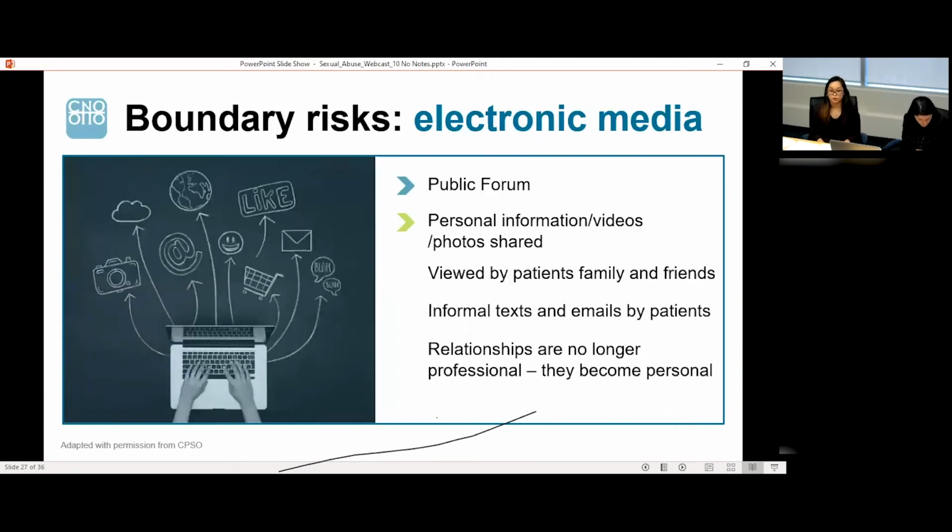Social media is a potential boundary risk. This is because social media is a public forum. It can be accessed from anywhere and at any time. It is used to share personal information, such as videos and photos. It can be viewed by patients, family, and friends. It also provides a venue to exchange informal texts and emails with patients. In this forum, relationships are no longer professional and they become personal.